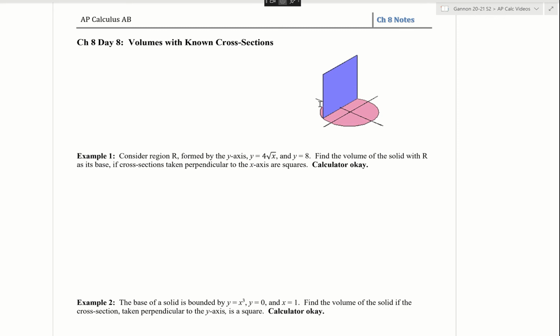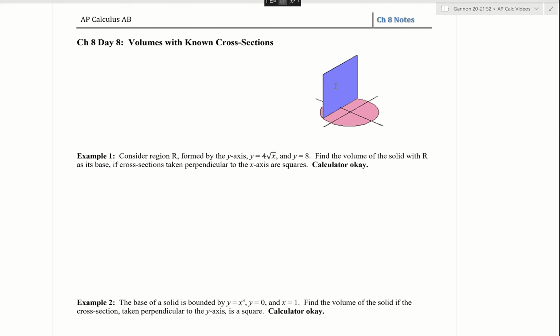So what that means is we're going to be finding the volume of a solid whose base is going to be the intersection of two functions. And then there's going to be a known shape for the cross-section. So in the picture given here, you essentially have this circular area which would be bounded by your functions, and then the cross sections of our solid are represented by this purple square.